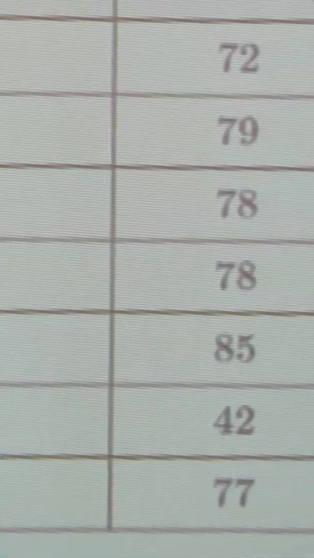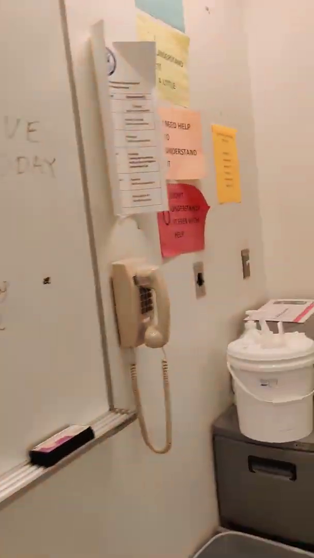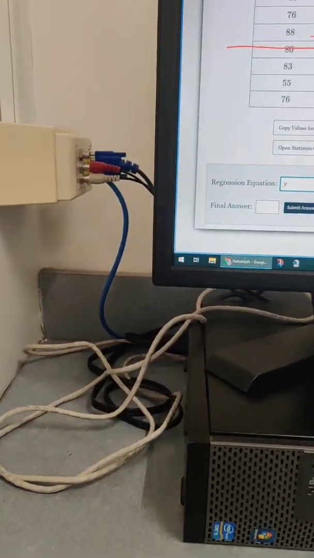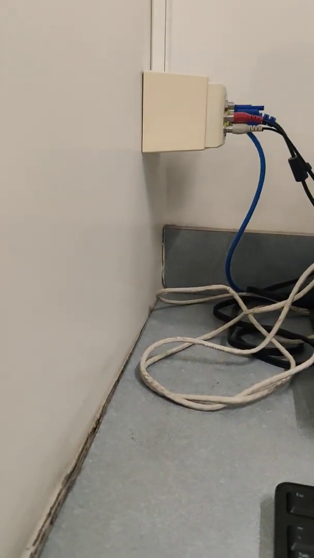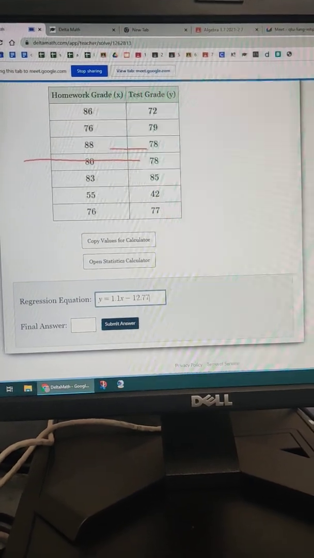So now I go back to the other screen, and I've got to put that stuff in the actual equation. So people at home, you're not going to hear me for a minute. So I've got to put this in here as the regression equation. Y equals 1.1x minus 12.77, I think. Cool. So that's the equation part, all right? Let's clear all this off here.